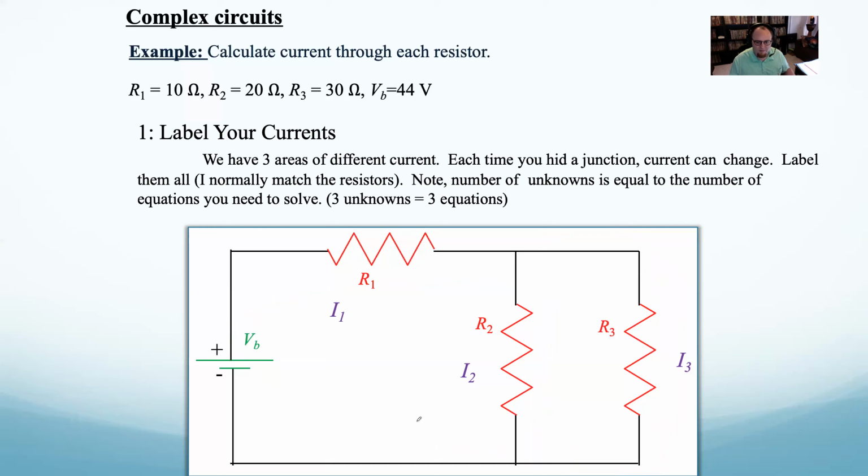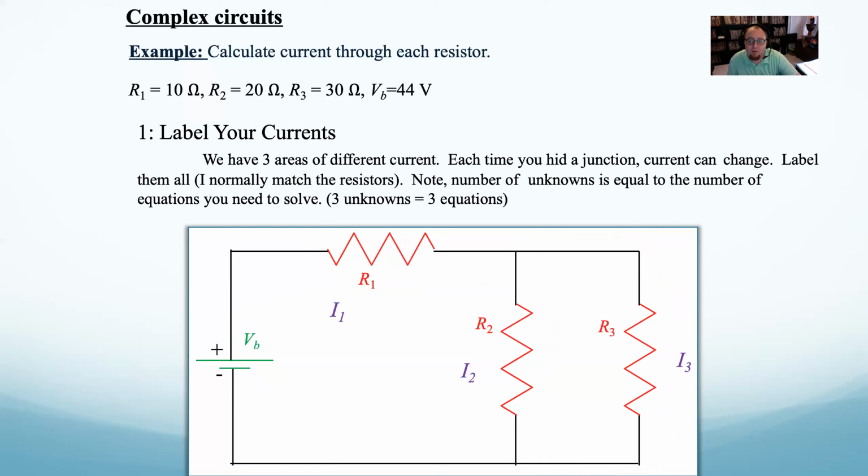Erase pen. That from here to here is I1. From here to here is I3. From there to there is I2. Each region in between junctions is a current. Now this means we're going to solve for three currents: current I1, current I2, current I3.